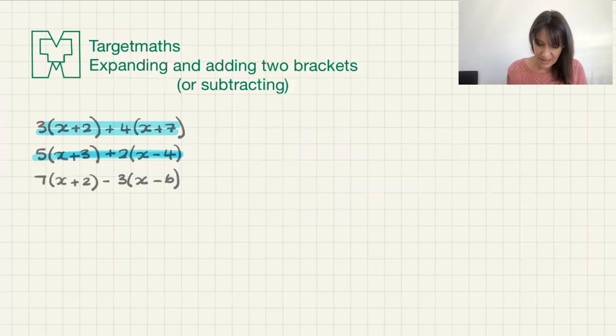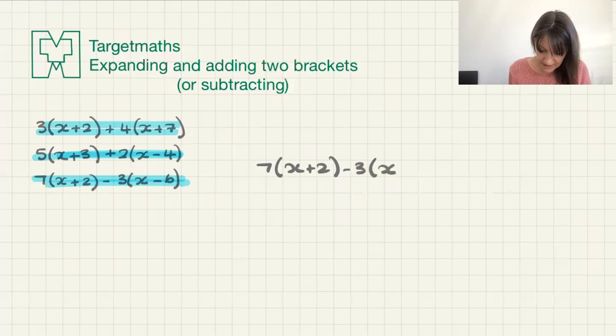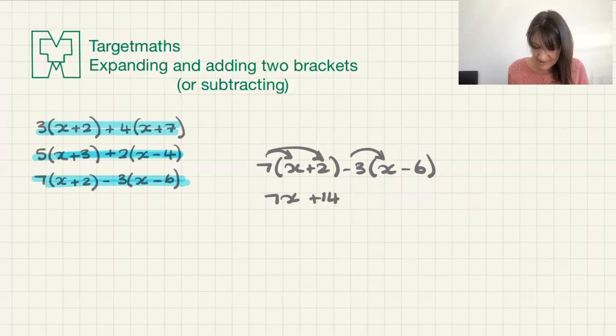Okay, let's do the last example in this video, which is this one here. So we've got 7x plus 2 minus 3x minus 6. So working my way along, 7 times x is 7x. 7 times 2 is 14. And here I've got minus 3. As soon as I see a negative, I'm writing it out to the side. I don't want to make a mistake.